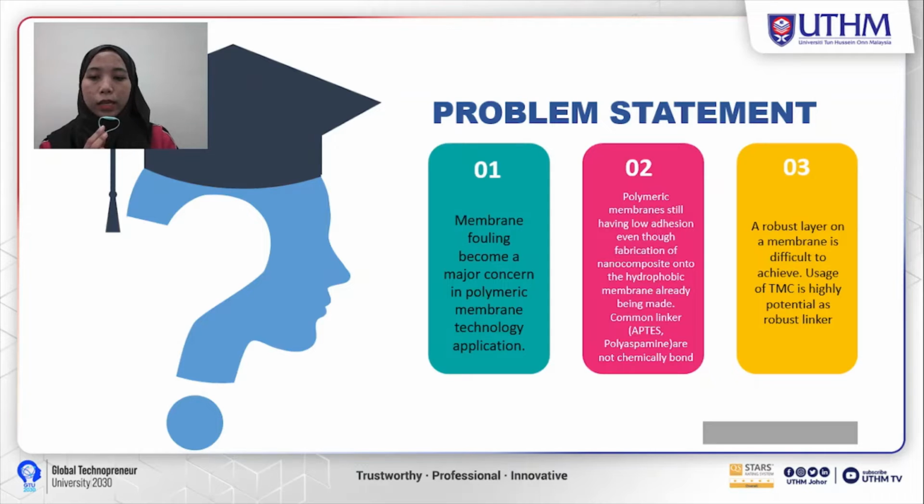The second one is that polymeric membrane still has low adhesion even after the nanoparticle fabrication onto the hydrophobic membrane is made. This is because common linkers like uptase and polyasparmine are not chemically bonded. And the last one is the difficulty of achieving a robust layer on a membrane. In order to overcome it, the use of trimesoyl chloride has high potential as a robust linker.